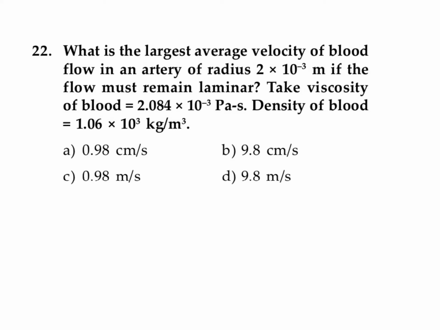It is given: what is the largest average velocity of blood flow in an artery of radius 2 into 10 raised to minus 3 meter, if the flow must remain laminar? Take the viscosity of blood as 2.084 into 10 raised to minus 3 pascal second, and the density of blood is given. So the viscosity and density of blood are given, and we need to find the average velocity so that it will be in laminar flow.